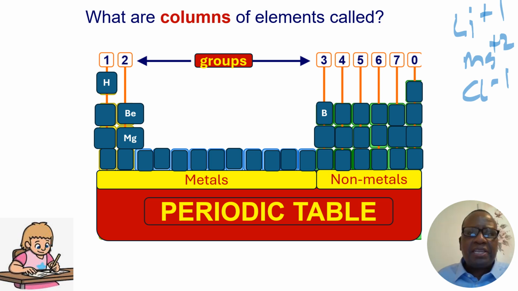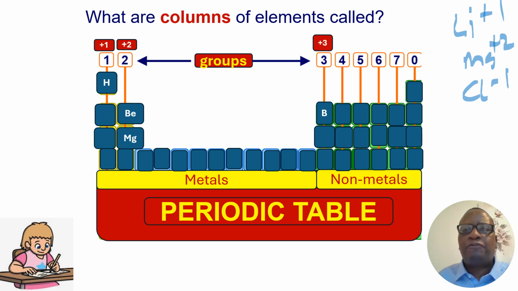Now, if an element is in group 1, its charge is plus 1. If an element is in group 2, its charge is plus 2. They lose those electrons. In group 2, they lose 2 electrons. In group 1, they lose 1 electron and form positive charges. If you're in group 3, you lose 3 electrons and form +3. Group 4 is not involved in what we are doing right now, ionic formula.